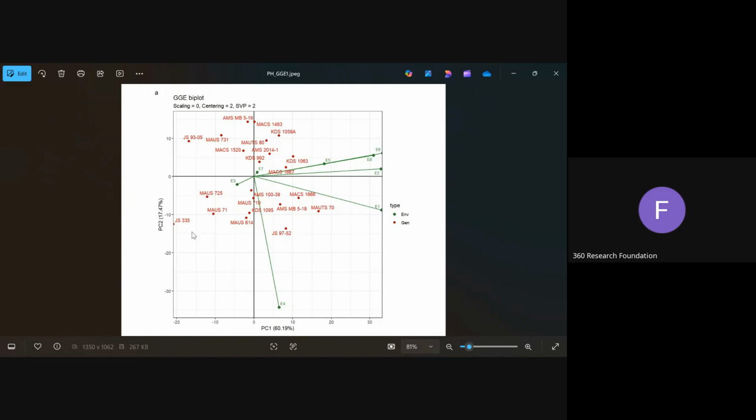As we have seen, environment E6, environment E8, environment E4 are the highly discriminative environments. So you can use this kind of environments in the selection of genotypes.